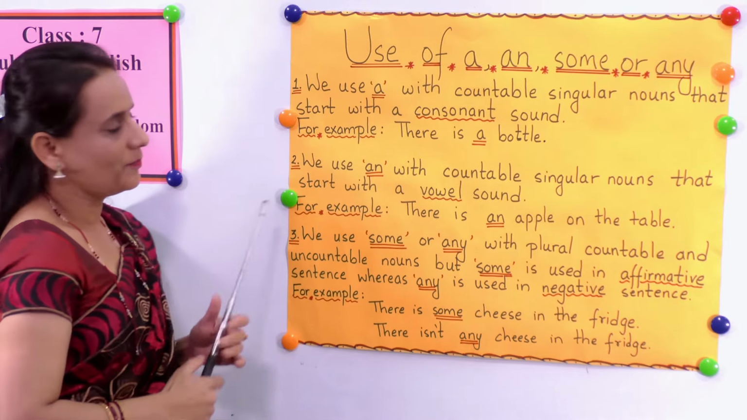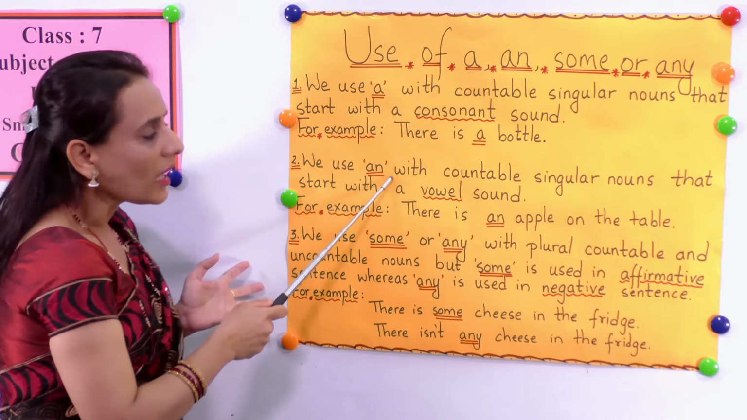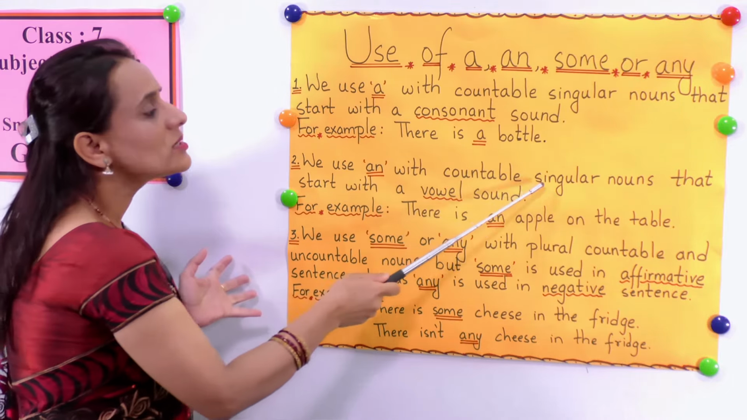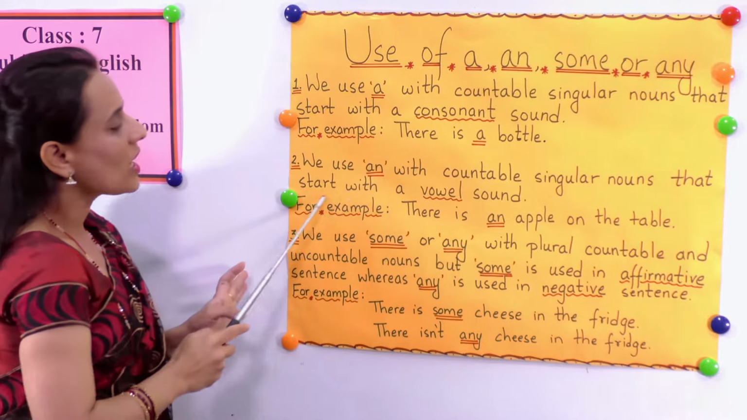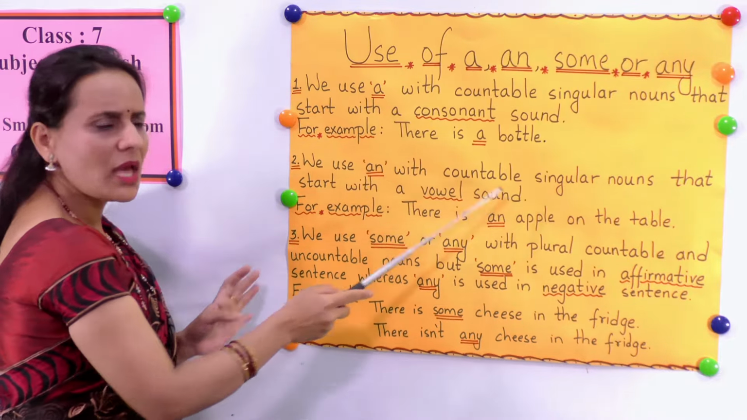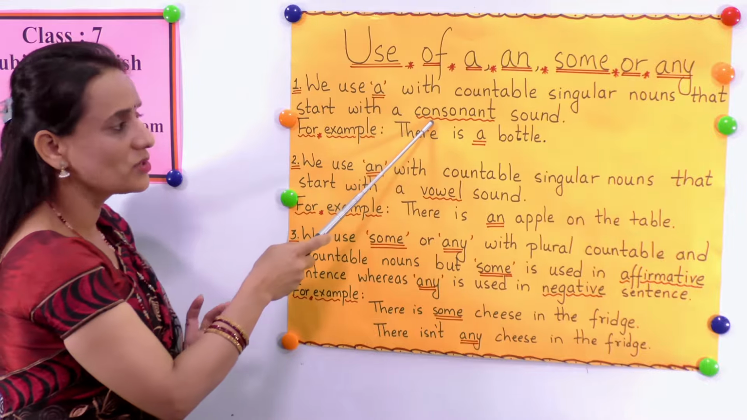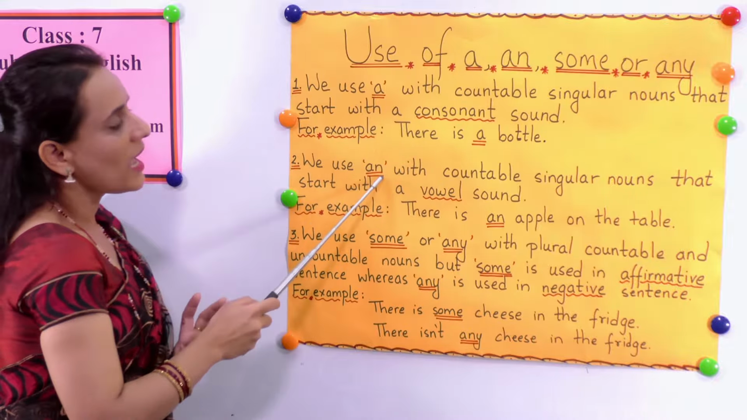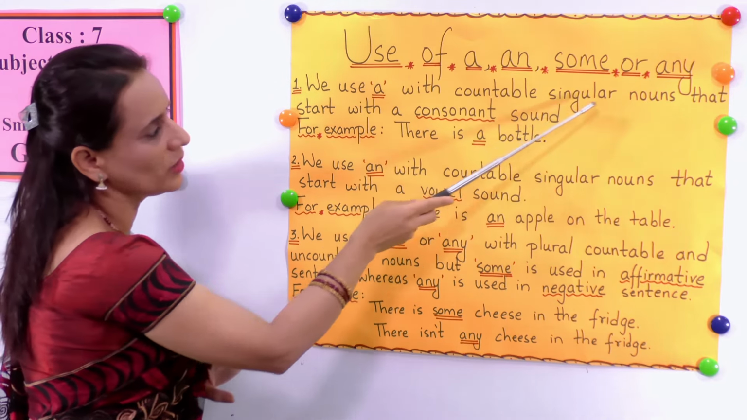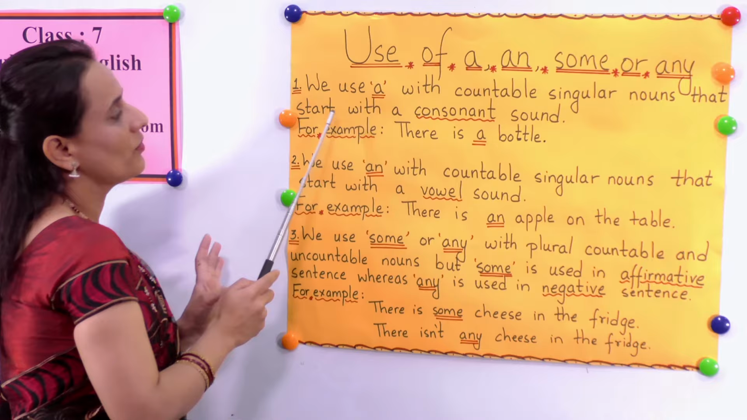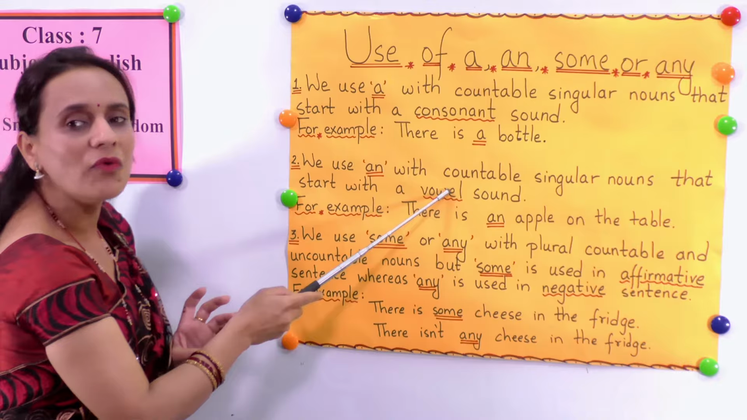Now the second one, see. We use an. Where do we use an? We use an with countable singular nouns, same, countable singular nouns, that start with a vowel sound. And the difference is, a is for the consonant sound, and an is for the vowel sound. Both of them we can use for countable singular nouns, but we use a for nouns that start with a consonant sound, and an for nouns that start with a vowel sound.